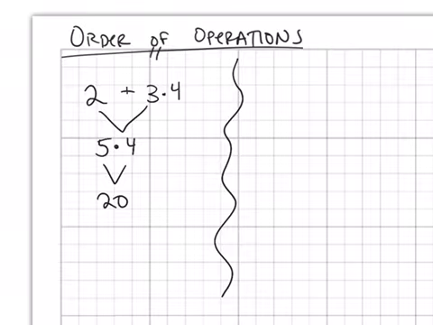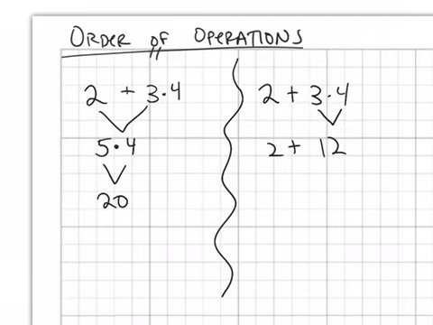However, for very good reason, some people like to do multiplication first, in which case we would get 3 times 4 is 12, and 2 plus 12 is 14. And either way could be considered valid. Do we want to go from left to right? Do we want to do addition first? Do we want to do multiplication first?